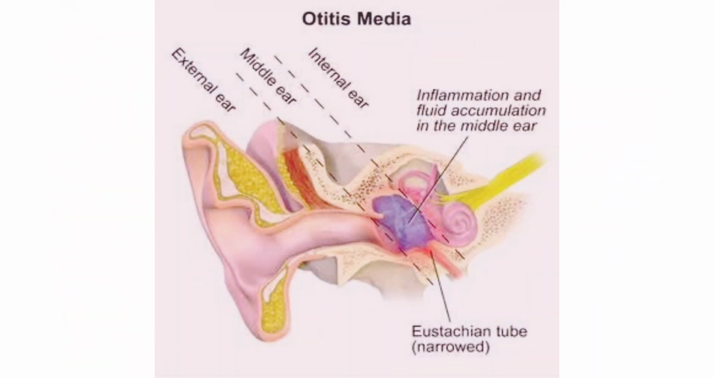The image, as you see in the slide, is labeled otitis media. It features a cross section of the human ear, divided into three main parts. Number 1, the external ear, number 2, middle ear, and number 3 is internal ear. As you see in the picture, the middle ear is highlighted as the area affected by otitis media, with a label indicating inflammation and fluid accumulation in the middle ear. The Eustachian tube is also labeled and shown as narrowed.